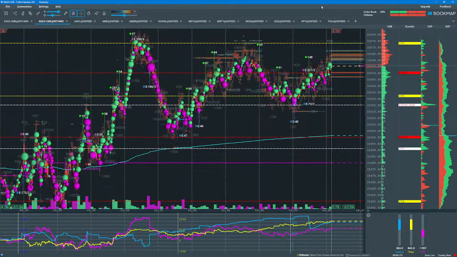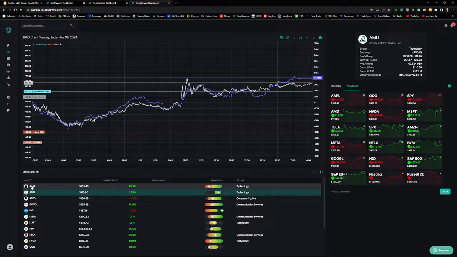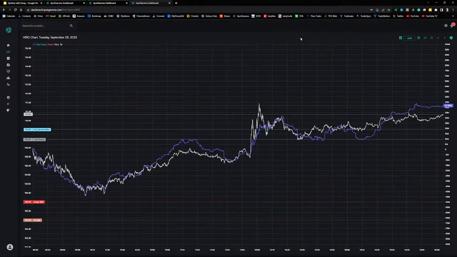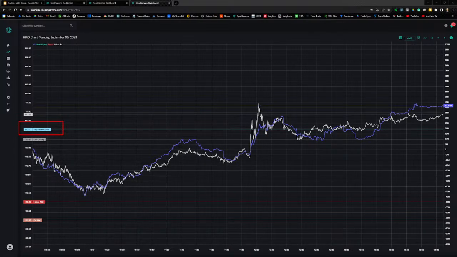All right, let's take a look at a few setups in stocks. I'm going to go back to Hero. So first of all, here's AMD. Note the strong correlation between hedging flow and price action. 110 is the key gamma strike. Price is now trading above that level.